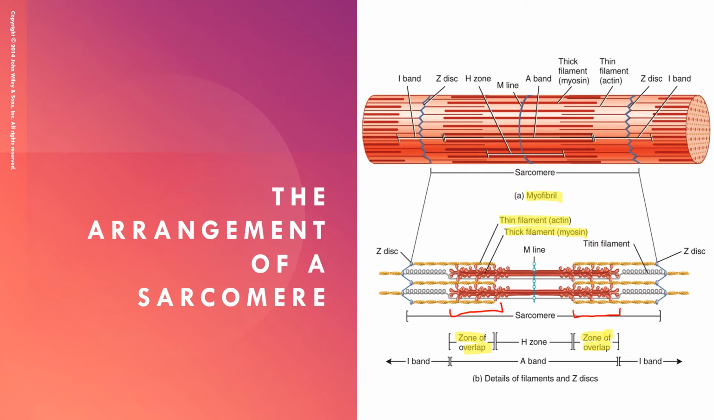The filaments inside a myofibril don't extend the entire length of a muscle fiber. Rather, they're arranged in compartments. These compartments are called sarcomeres, and these are the basic functional units of a myofibril.